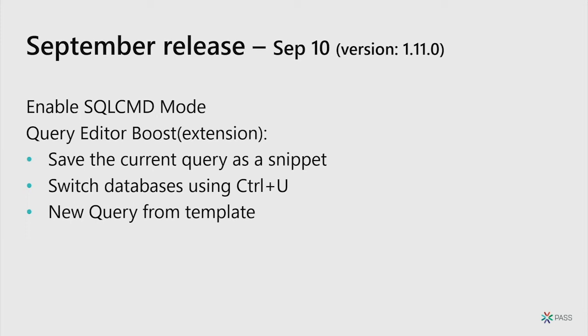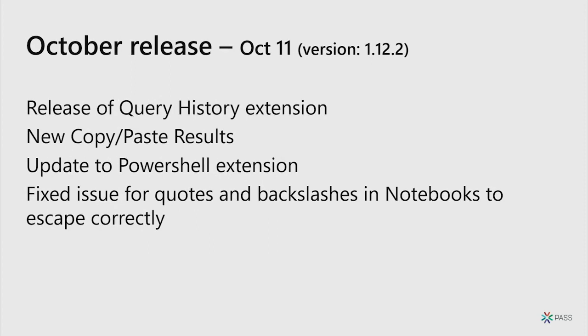Now, this presentation, when I created it, was based on the September release. And then we had the October release, which added an extension for the query history. On the September release, you couldn't copy and paste the results of a query. You had the export to JSON, Excel, and other formats, but you couldn't copy and paste into Excel, for example. They've updated the PowerShell extension for the integration to be smoother.